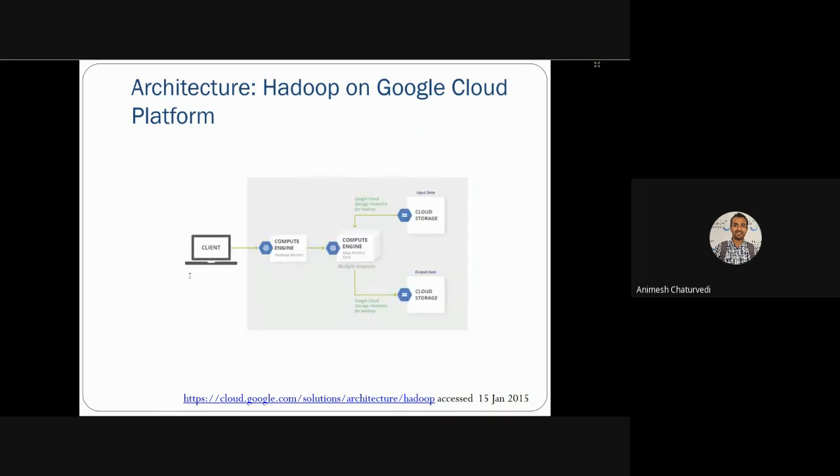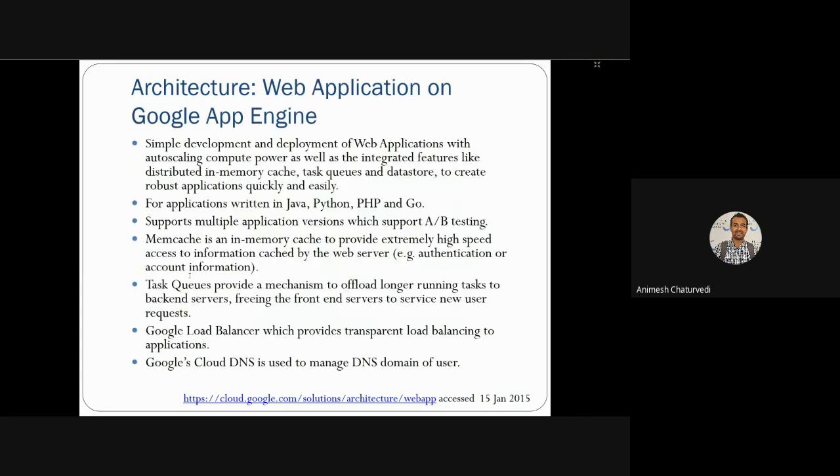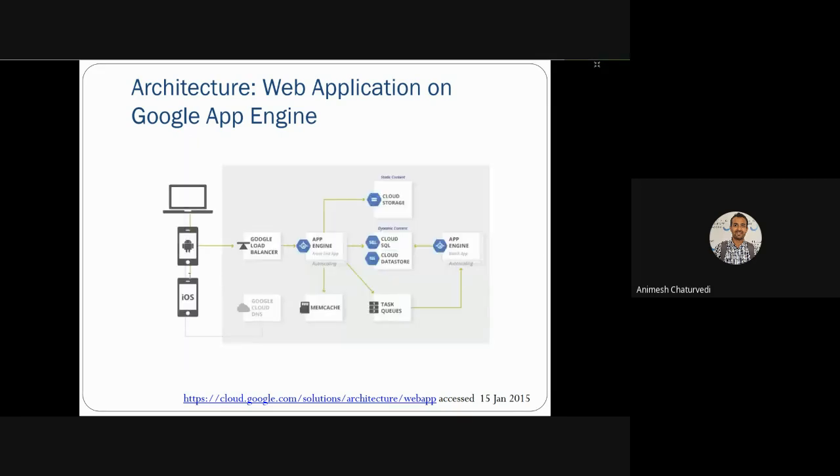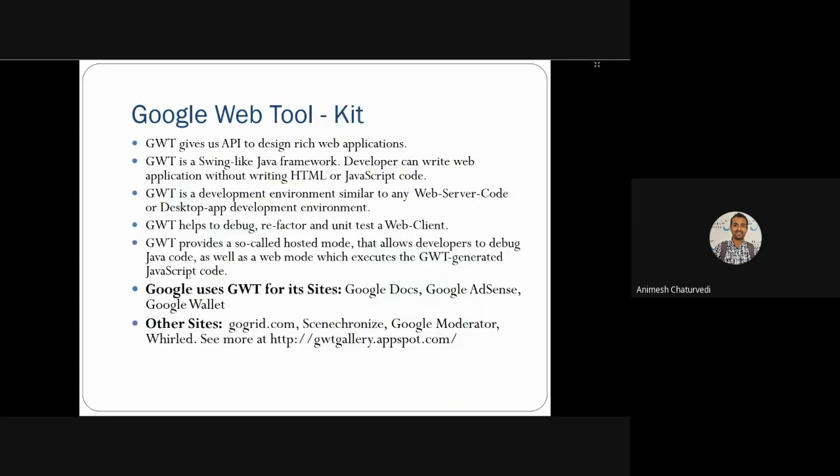Then we also discussed Hadoop inside the cloud platform, how Hadoop can be processed, how Hadoop MapReduce can be worked out. Then web applications, how a web application works and is deployed over Google App Engine, and how it works: the Google Load Balancer transfers load to App Engine, then cloud storage, cloud SQL, memcache, and task queuing we discussed. Then we discussed how it is created with the Google Web Toolkit and deployed and debugged over the Google Cloud Platform.